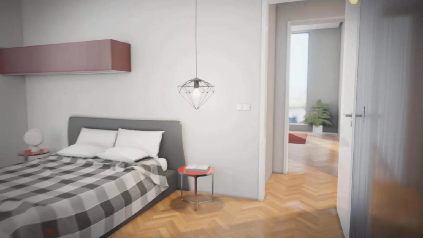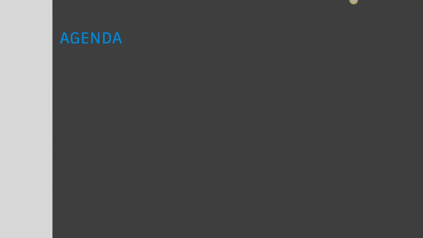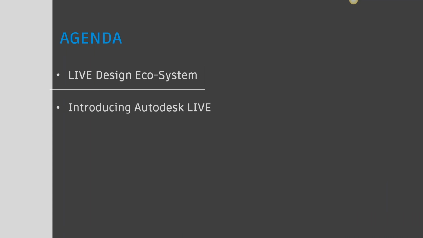All right, so enough about the video. Let's jump into my agenda real quick. I broke this down into 5 different components that we're going to take a look at today. First of all, we're going to talk about the live design ecosystem. What are these products and services, and how do they connect to one another? And then we're going to talk about Autodesk Live.